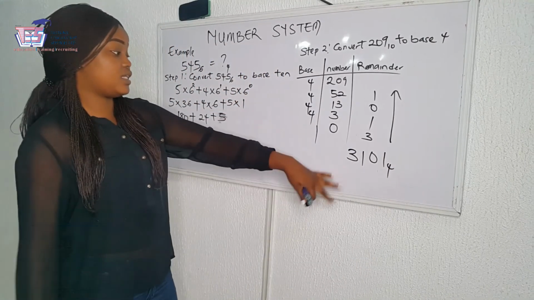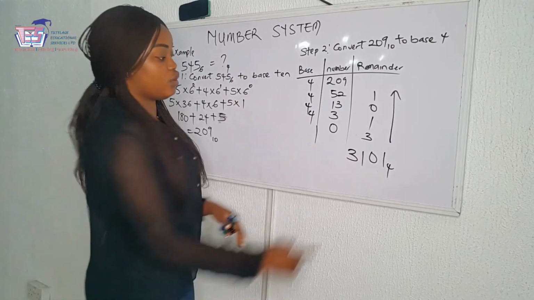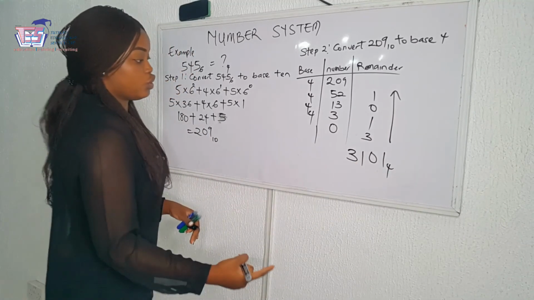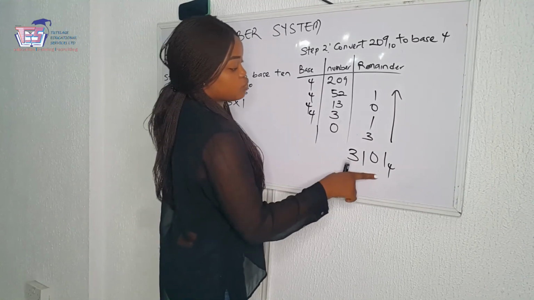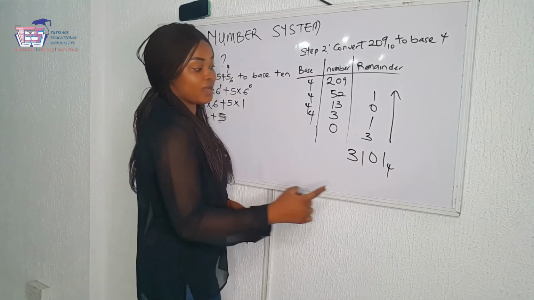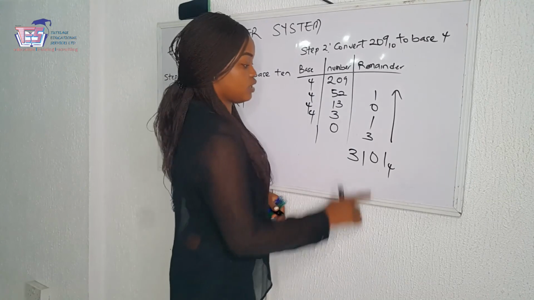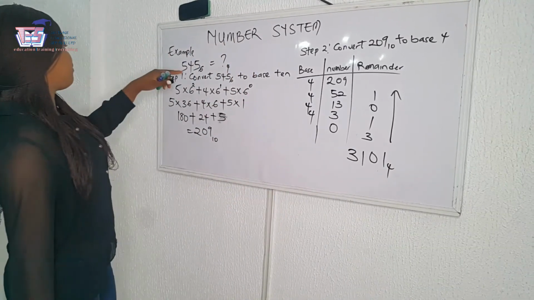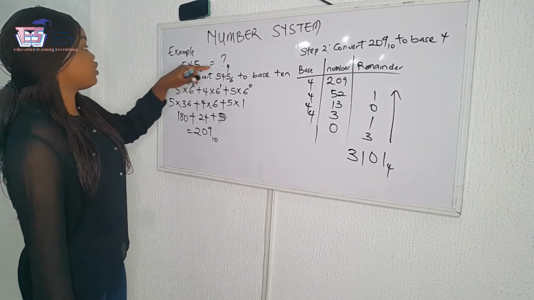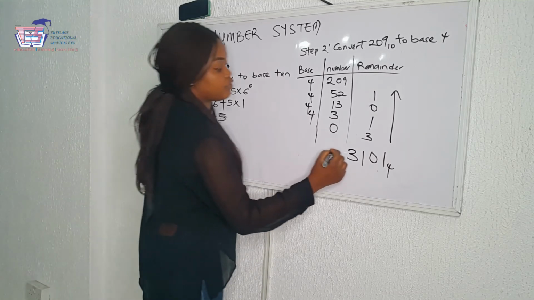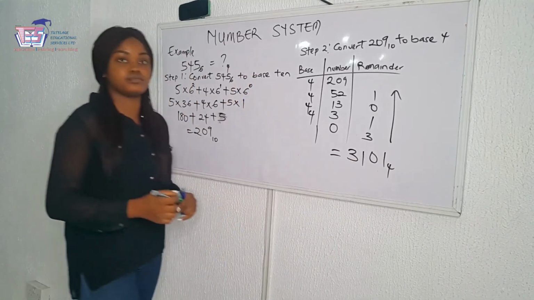Like I said when I started, whenever you have a number in base 4, for example, each digit will be less than 4. You won't have any digit that is 4 or more than 4. So this is our answer. Now 545 in base 6 converted to base 4 is 3101.